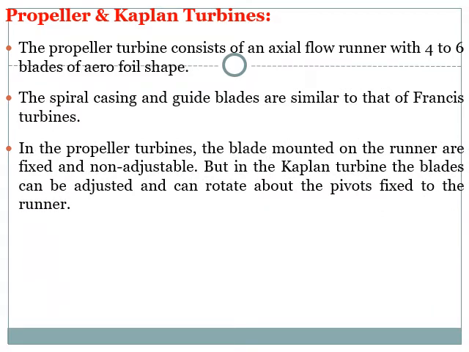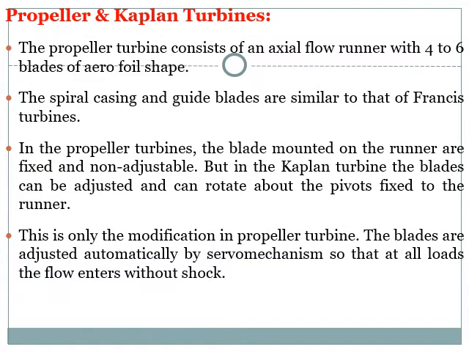In a propeller turbine, the blades mounted on the runner are fixed and non-adjustable. But in case of Kaplan turbine, these blades can be adjusted and can rotate about the pivots fixed to the runner. So the difference between the propeller turbine and Kaplan turbine is what? The construction of the blades. In propeller turbines, the blades are fixed to the shaft and it is non-adjustable. But in Kaplan turbine, it is possible to change the position of these blades according to our requirements.